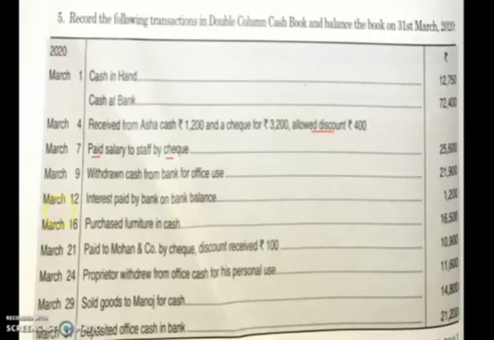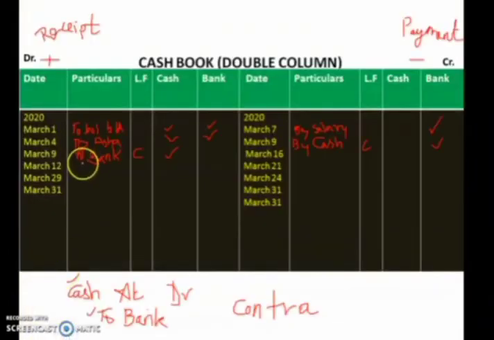Next entry is on March 12th. Interest paid by bank on bank balance. See children, we have a bank balance in our bank account, and on that bank balance we received an interest. So interest paid by bank on bank balance. So on our bank balance, bank have paid us interest. That means we have received the interest. Okay, so after reading the question only you make out that transaction. So on March 12th we have received the interest.